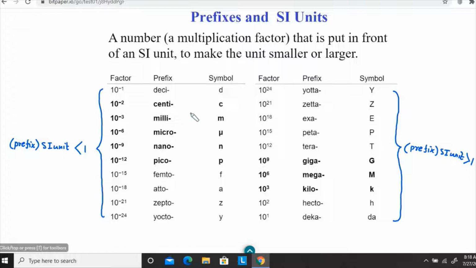For example, there are some prefixes that you should really know. For example, centi, milli, micro, nano, pico. The highlighted ones are important in our course. Then for larger than 1, giga, mega, kilo, those prefixes are important. For example, if you see something like this, mm, that stands for millimeters. So that means the prefix is 10 to the power minus 3 meters.